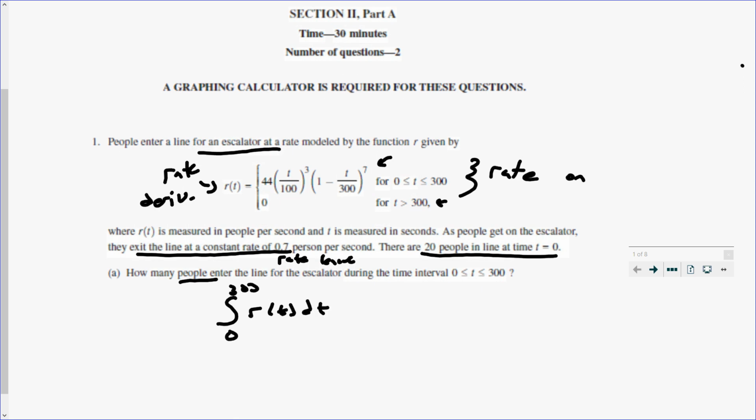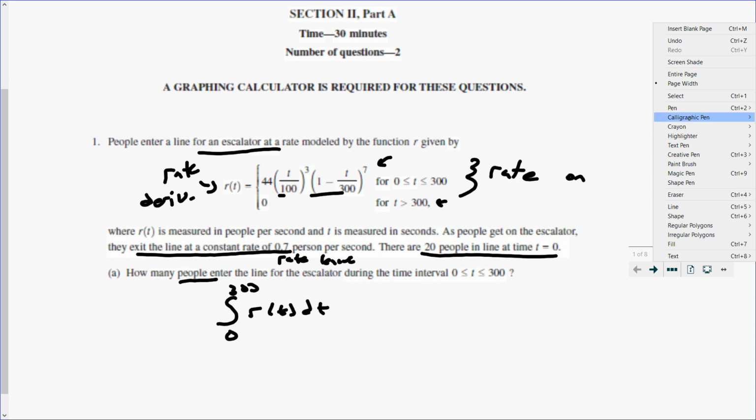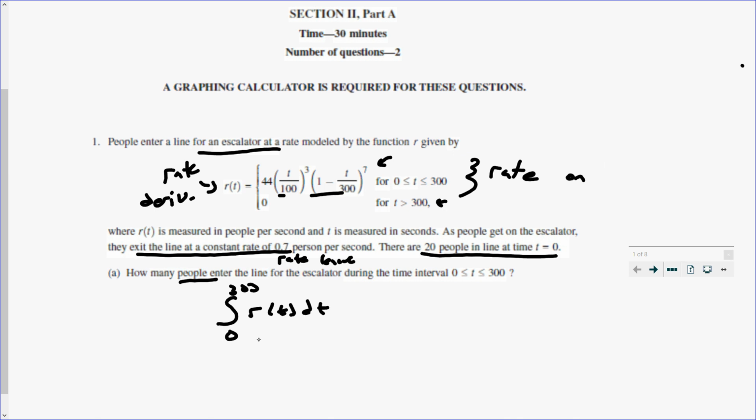Now, this is a calculator question. Please look at that equation right there. They don't expect you to integrate this by hand. But I do like to do the following, though. I always like to check my units to make sure. If I want to know how many people, we should get people. Well, r(t) we know is measured in people per second. dt is measured in seconds. Those cancel out. So whatever my answer is, the unit is going to be people.